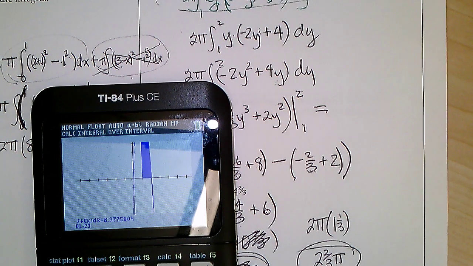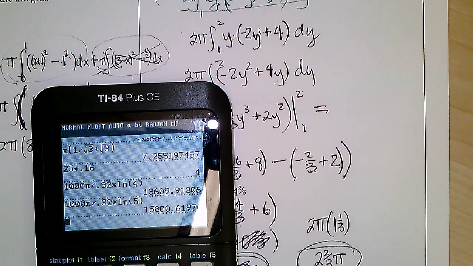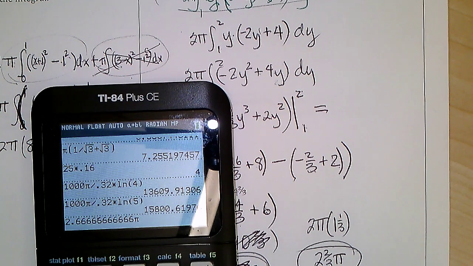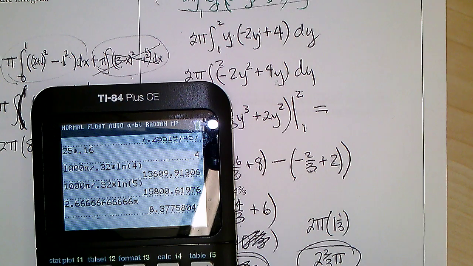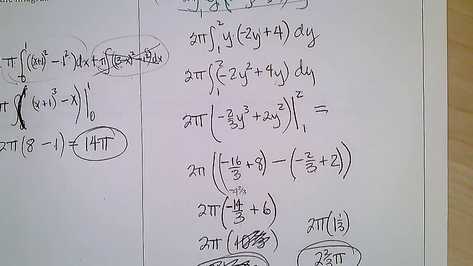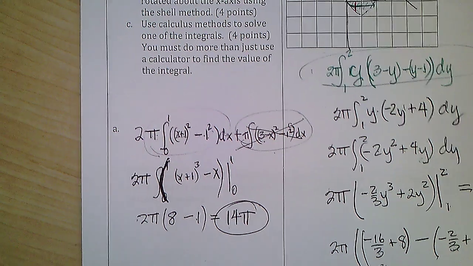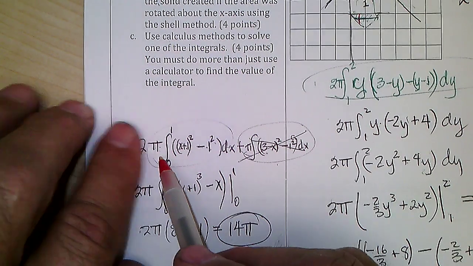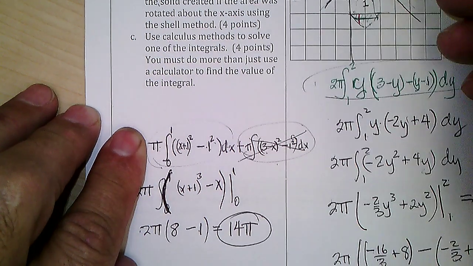8.3775. Let's see if that matches up with 2.666666666 pi. 8.3775. So that is the correct answer. What did I do wrong over here? Okay, so it was pi. So now we're doing this one.